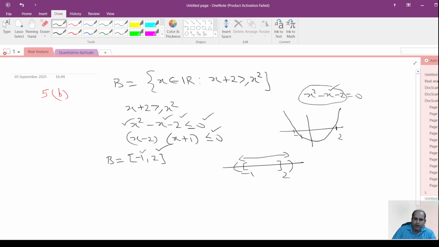So, clearly every real number greater than or equal to 2 is its upper bound, and every real number less than or equal to minus 1 is its lower bound. So, from the collection of all upper bounds, the supremum will be 2, and the infimum will be minus 1 in this case. Let us do the remaining part.